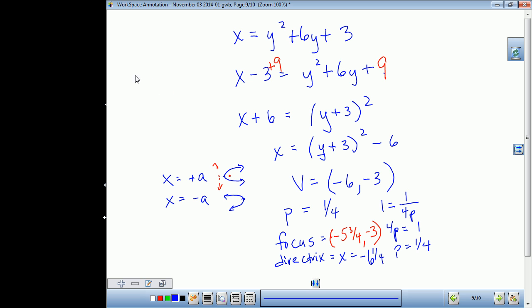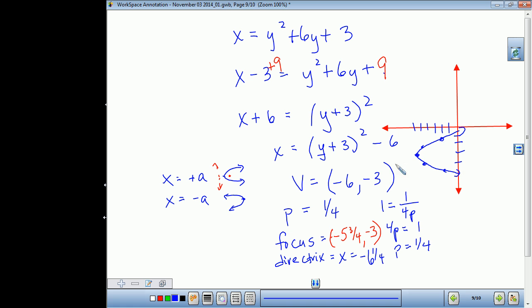So let's talk about how that would look for this one. All right, so our vertex is (-6, -3). And we're here. Now if we do it with moves, instead of going over and up, we're going to go up and down and over. And we're going to go up and down and to the right. So if we go up 1, 1 squared is 1. If we go down 1, 1 squared is 1. If we go up 2, 2 squared is 4. If we go down 2, 2 squared is 4.